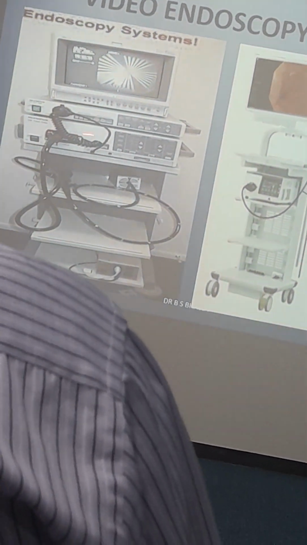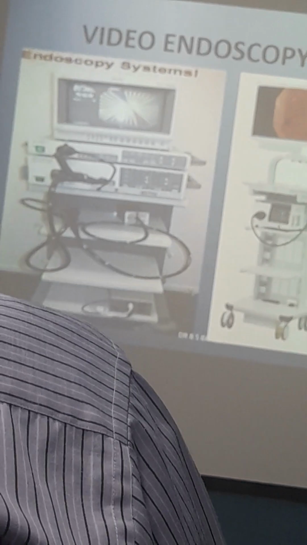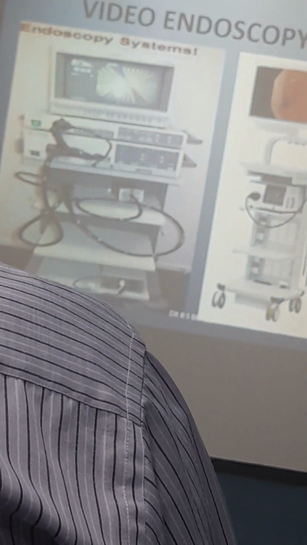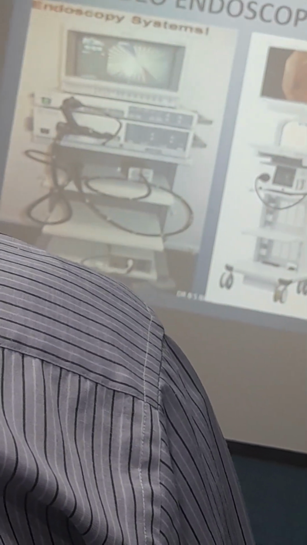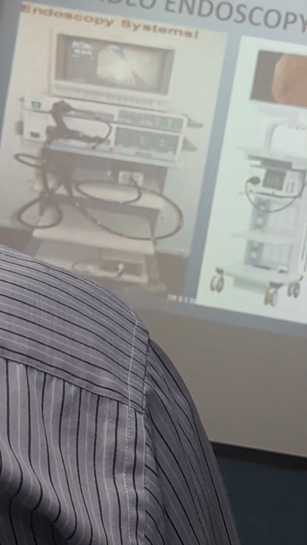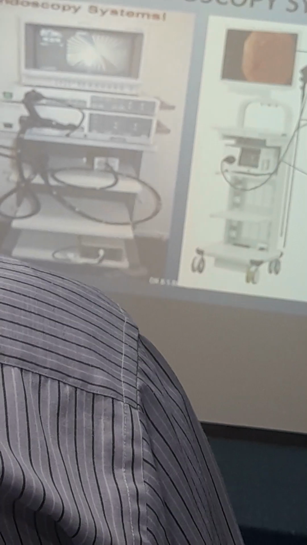This is your light source. Here are all the additional features, whether it is the light source or an air-water pump, which is something additional that you require for endoscopy. Both are integrated into one unit, because you need both always in all your procedures. You need air and water also.